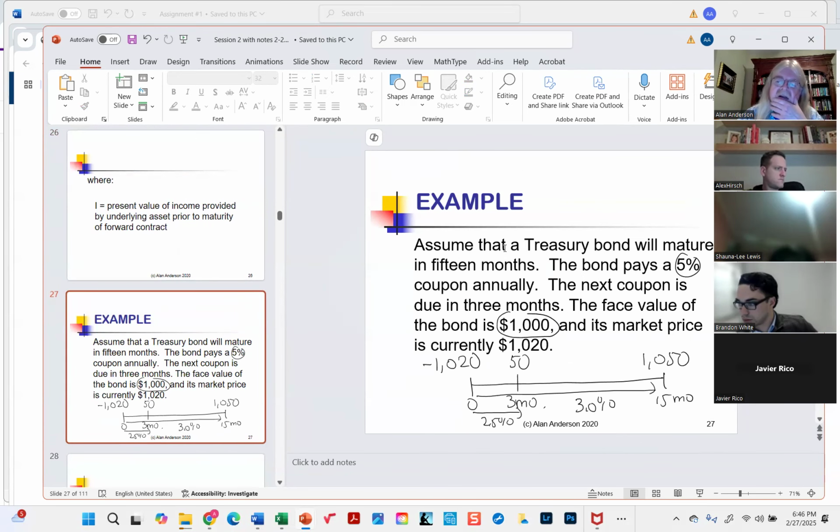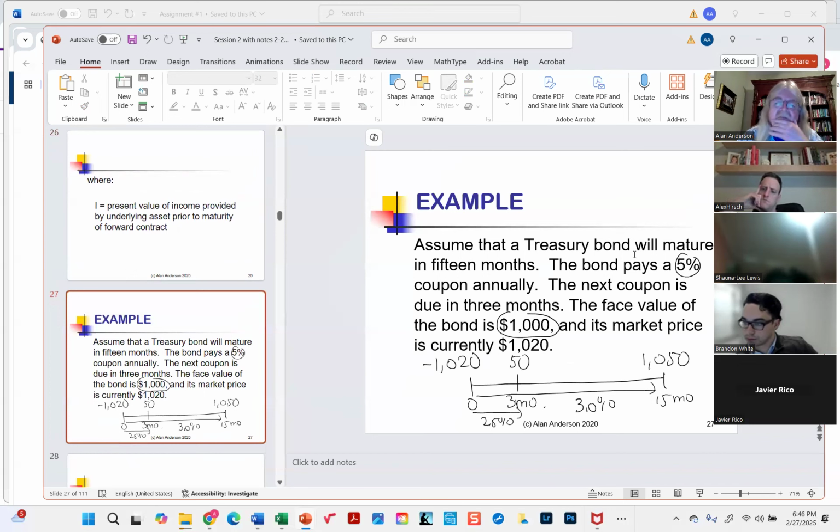Now, this one is kind of complicated, so let's run through this very slowly. Here's a treasury bond that matures in 15 months. The annual coupon is 5%. The next coupon comes due in 3 months. So that little timeline down here shows us what's going on. So that means that we're going to get a $50 coupon. Oh, by the way, I forgot to mention, this example assumes annual coupons just to keep it simple.